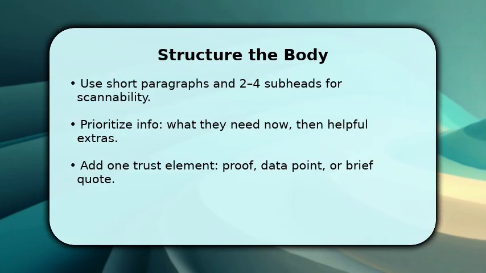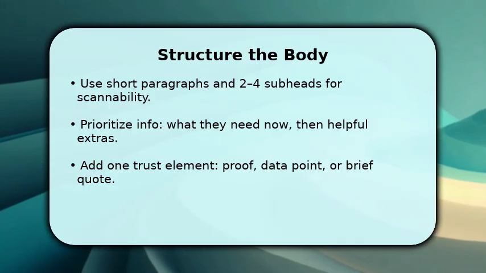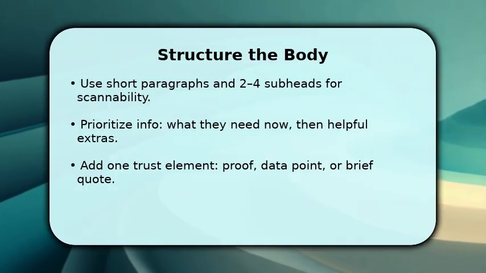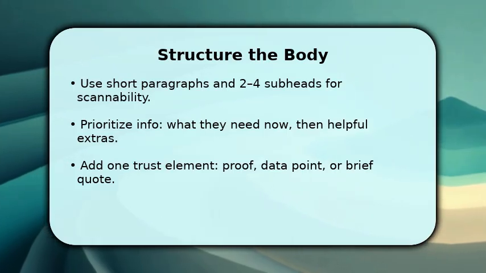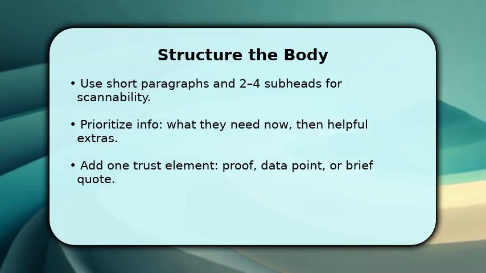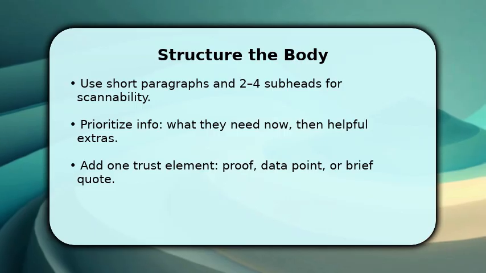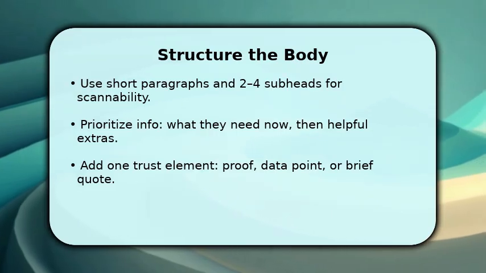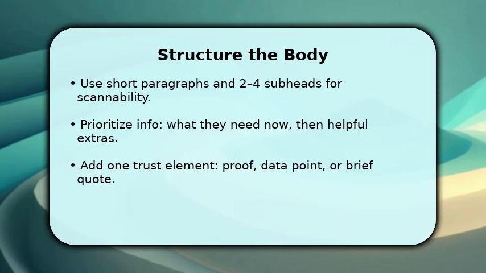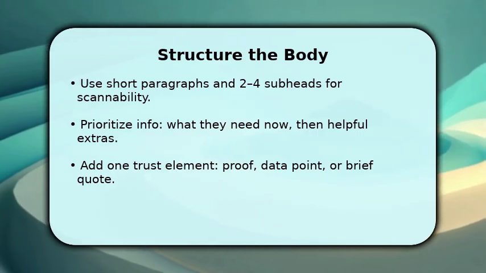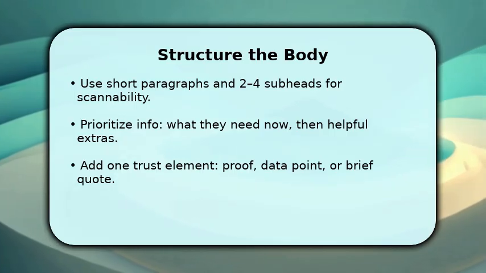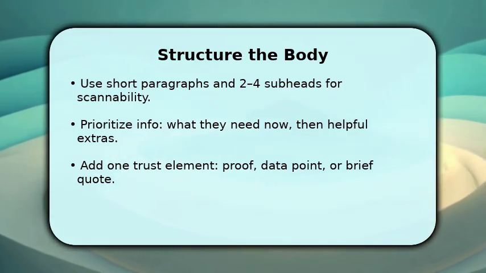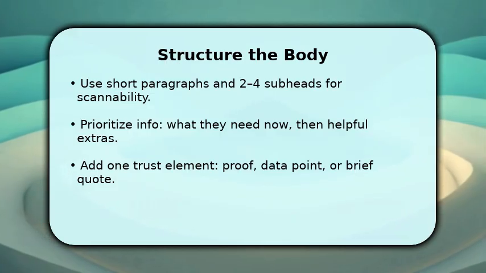Now map the body for clarity and flow. You should order content by urgency, immediate needs first, then supporting details, and finally optional context so you don't overwhelm the reader. Once organized, convert each idea into a short paragraph and add subheads that preview the benefit. This makes scanning efficient. Make sure to include one trust element, a statistic, testimonial, or credential near the action area so users feel confident taking the next step.